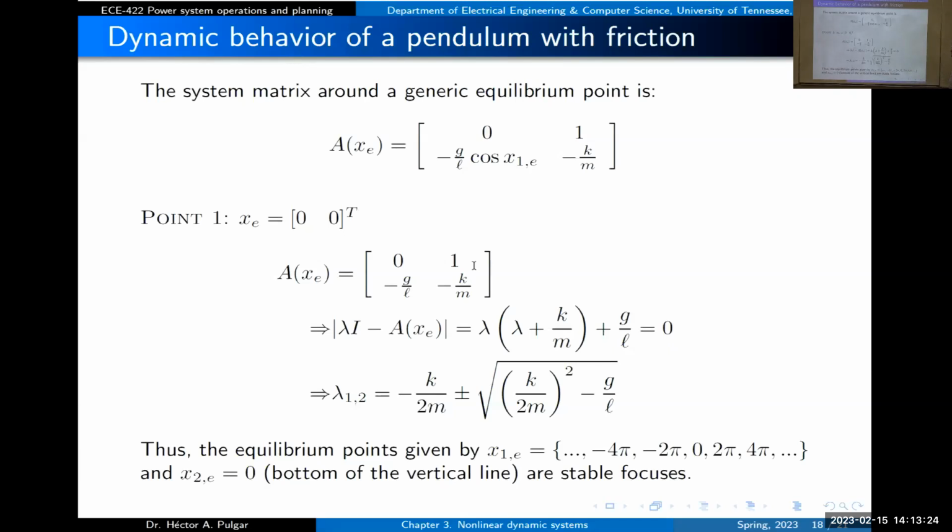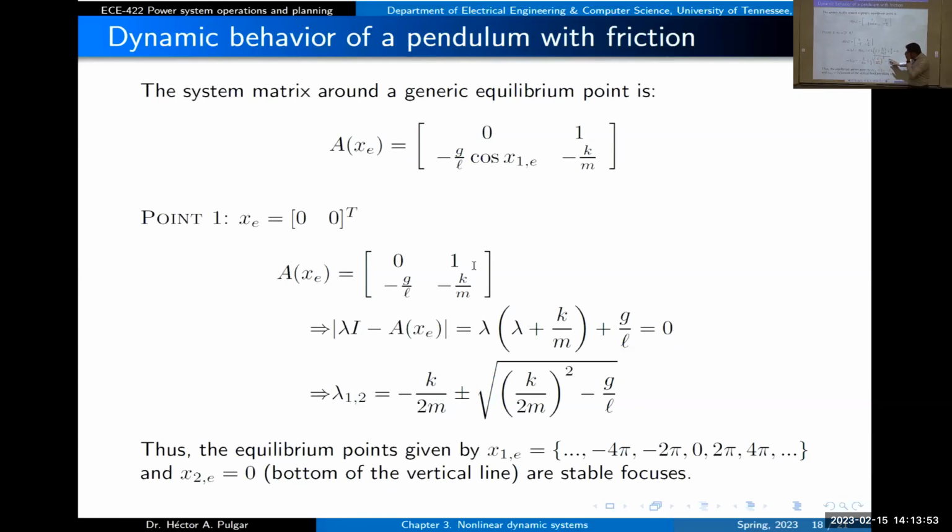So this damping typically is a small coefficient. If this is going to be a small coefficient, what we're going to expect most of the time is that this term is going to be much smaller than G over L. So this term will be negative, and therefore the eigenvalues will be complex.